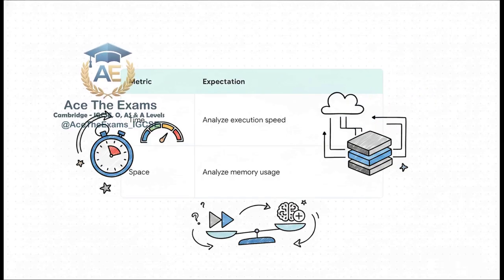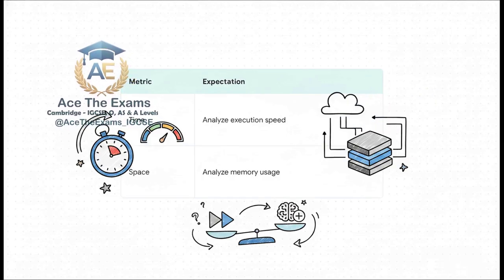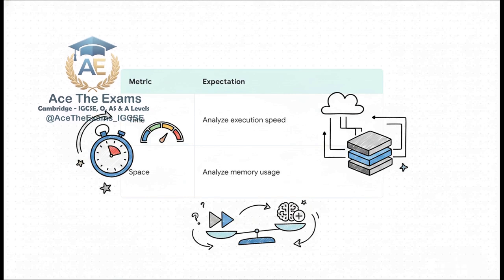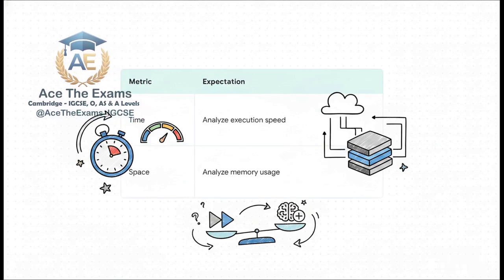How fast does this algorithm run as the data grows from 10 items to 10 million items? Space complexity is about memory usage. How much of the system's RAM is it eating up?